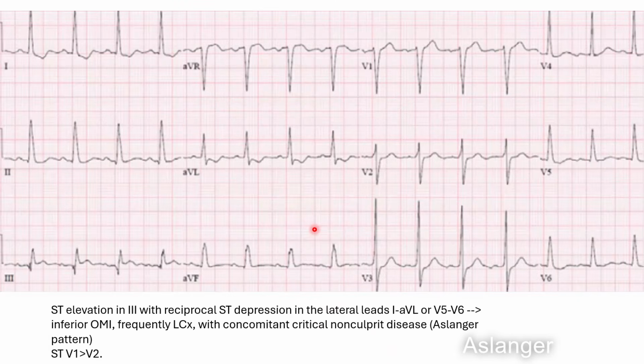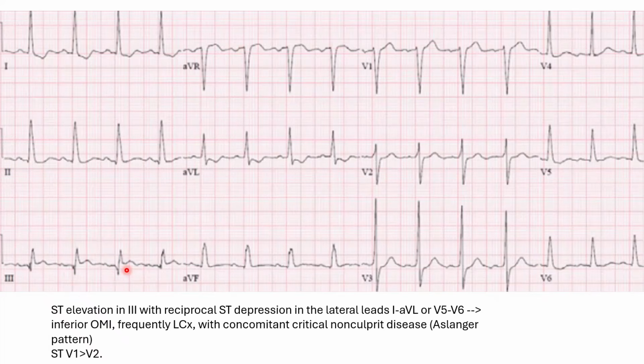Now, this is a third pattern that's being talked about. This is what we call the Aslanger pattern. So in this case, you have diffuse ST depression, particularly in the lateral leads, 1, AVL and V4 through V6, sometimes pronounced ST depression, along with ST elevation in one lead only, usually lead 3, sometimes also in V1 and AVR, but mainly in lead 3.